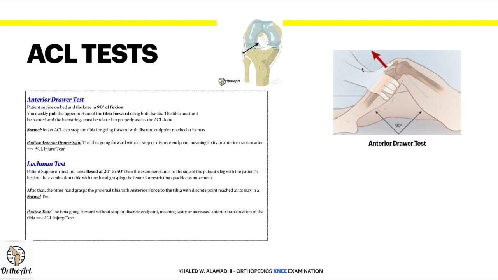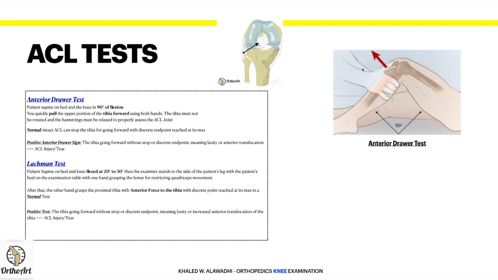And then you have the Lachman test. The patient is supine on the bed, and the knee is flexed to a 30 degree angle. You stand on the side of the patient's leg, with the patient's heel on the examination table, with one hand grasping the femur. You have to make sure you restrict the quadriceps movement, as it may mask the test. And the other hand is placed on the proximal tibia.